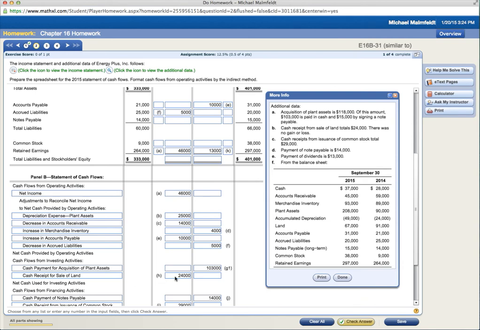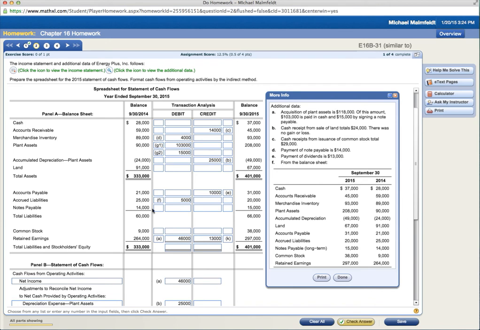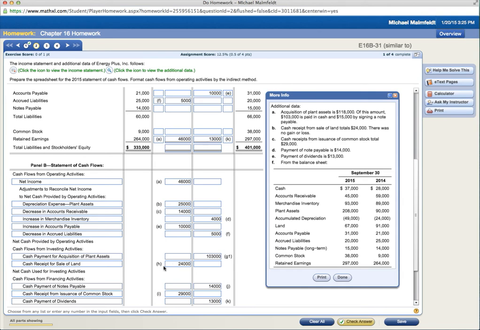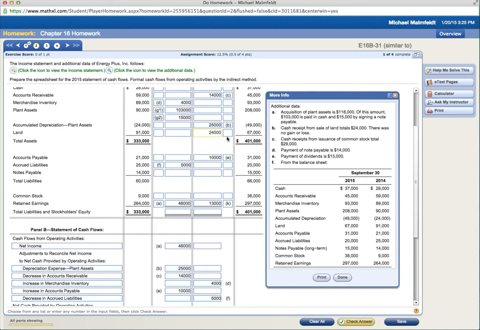So look down here at number H. We have cash receipt for sale of land. And how does that show up on the balance sheet here? Under the land account, we see that the land account, which is an asset, decreased by $24,000. How do you decrease a debit balance account, which all asset accounts are? You are going to credit the account for that amount. Okay, so that was a $24,000 credit to that account, and that is transaction H here that did that.